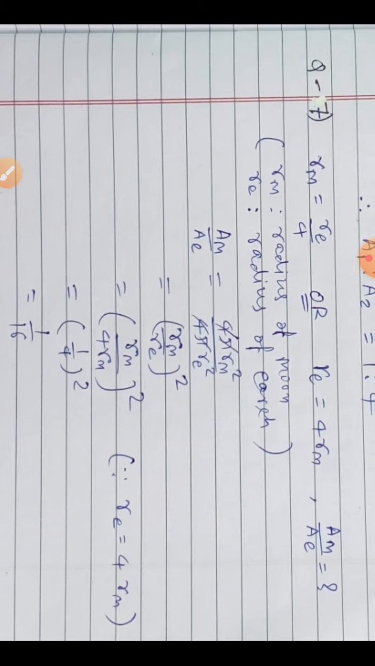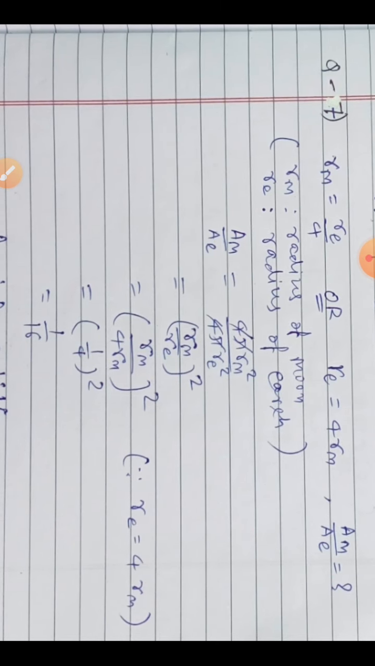So questions 4 and 7 are somewhat new but very simple. The relation between radii is given, so you can find very easily the ratio of their areas. No need to find the individual answer of area. Directly you can find the ratio, and that is the only advisable way.